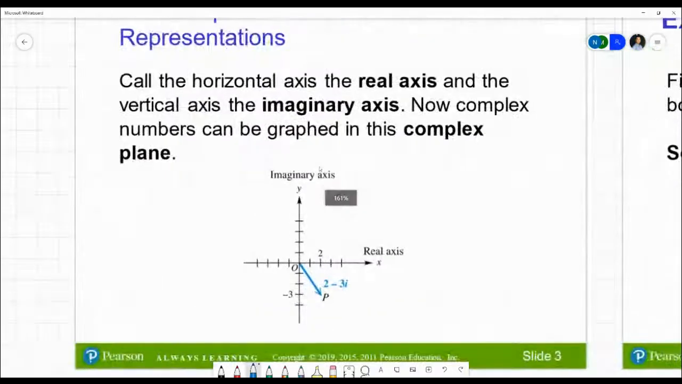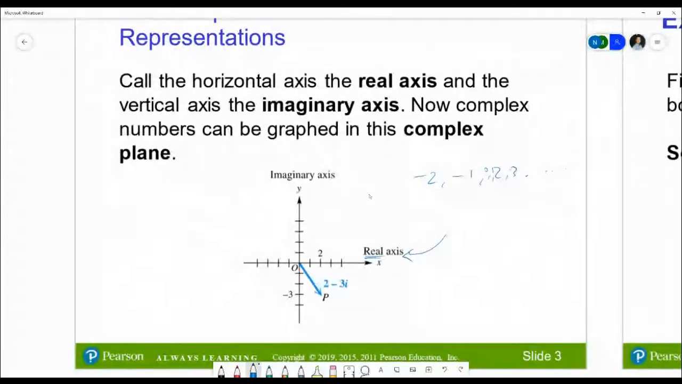This is what we're used to, right? We have the horizontal and the vertical. Now, for the horizontal, in the complex plane, we call that the real axis, and the vertical, we call that the imaginary axis. So it's pretty much almost exactly the same. It's just that we write a little bit differently, okay? So basically, in the real axis, we have numbers like -2, -1, 0, 1, 2, 3, and so forth. So we would graph that on the x-axis or the real axis.